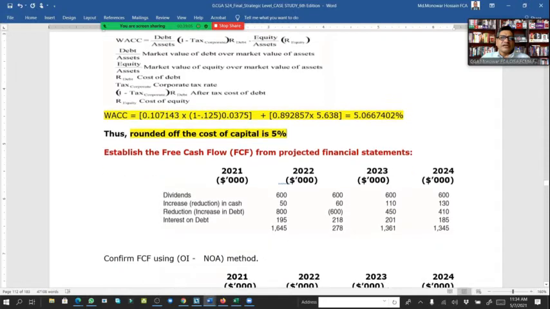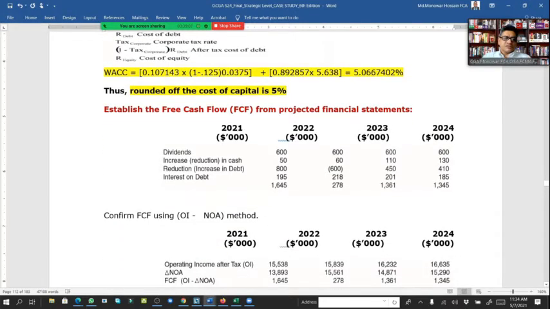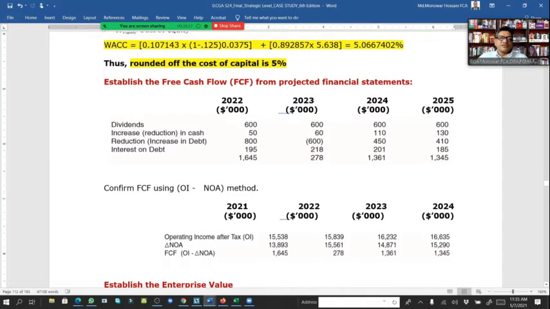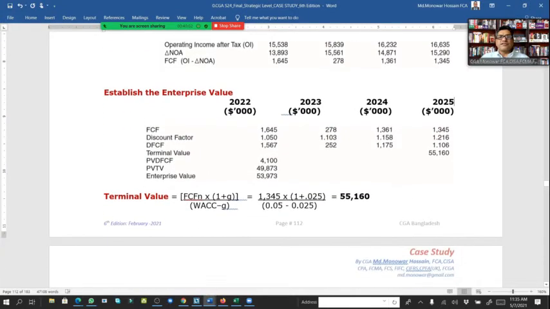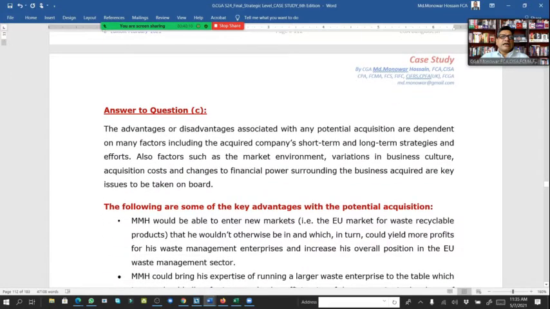Now establish the free cash flow from the project finance. Calculate this one; I will give you the sheet also, so just do it in your working paper. Establish the enterprise value calculation and terminal value calculation. After calculating that, we will get the terminal value, this one, 55,160.